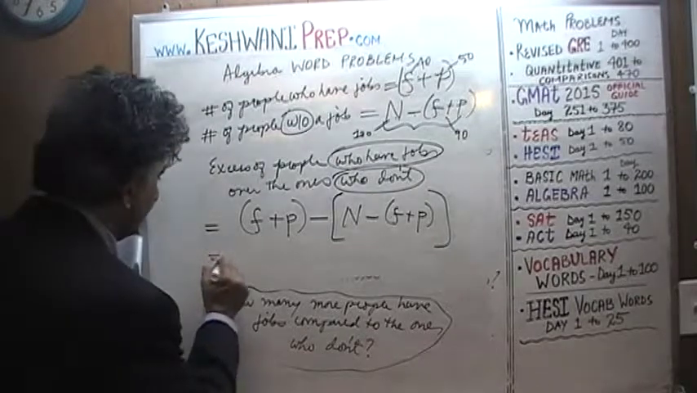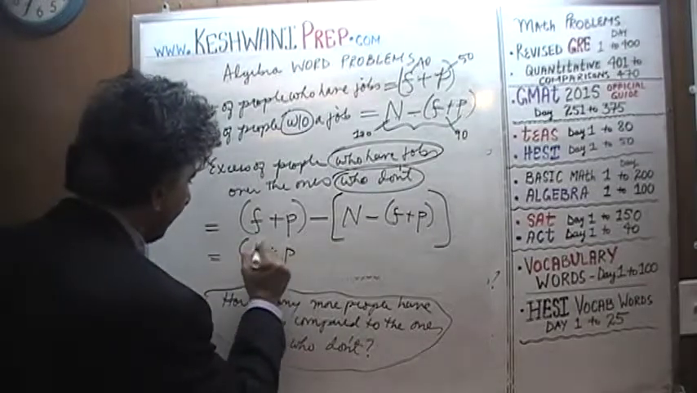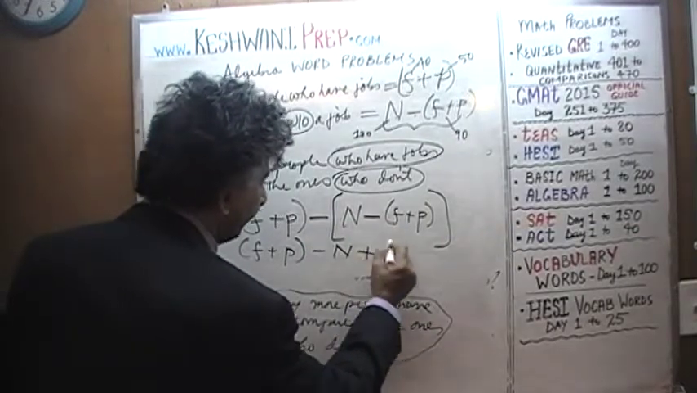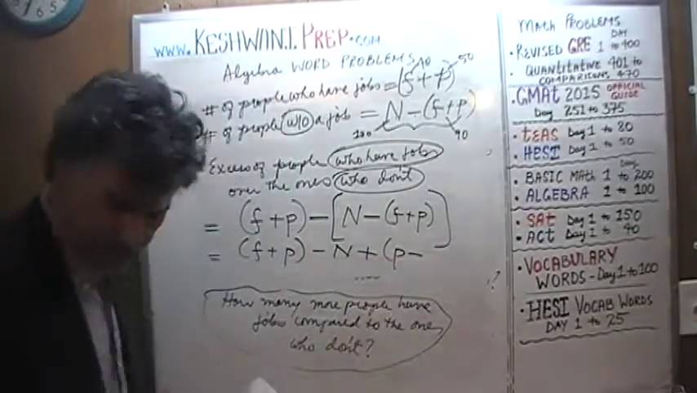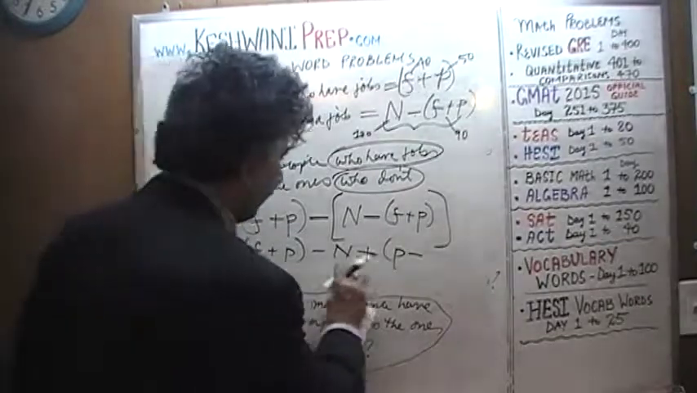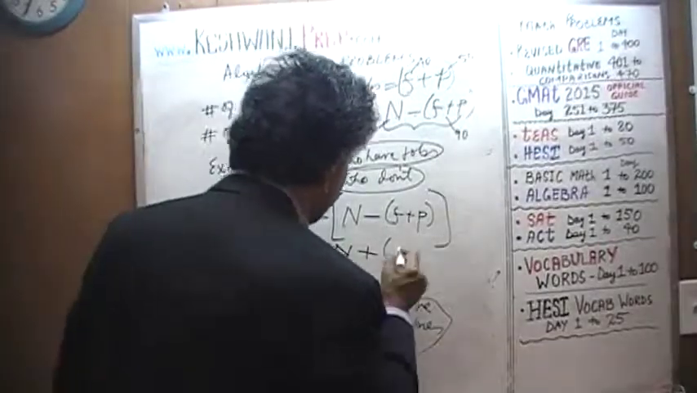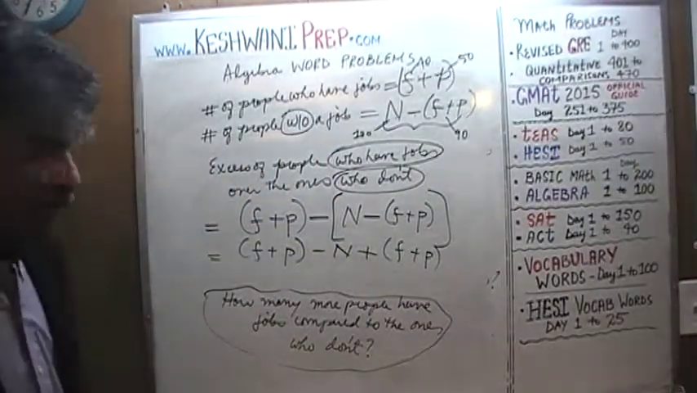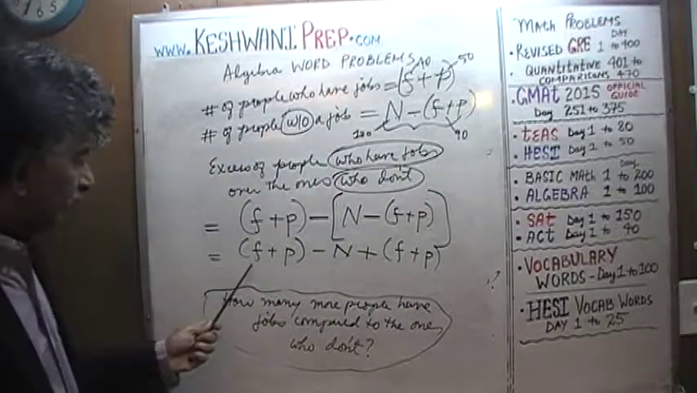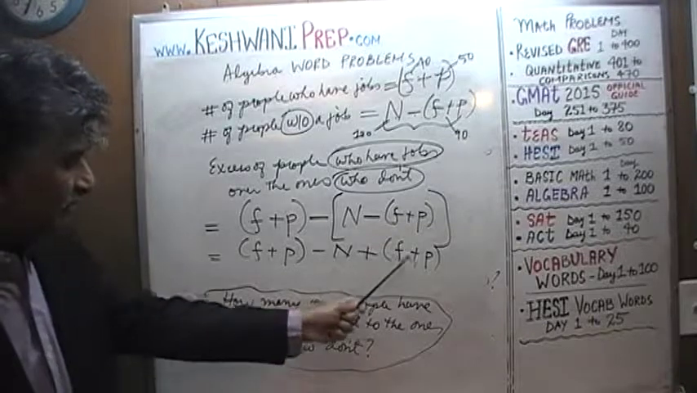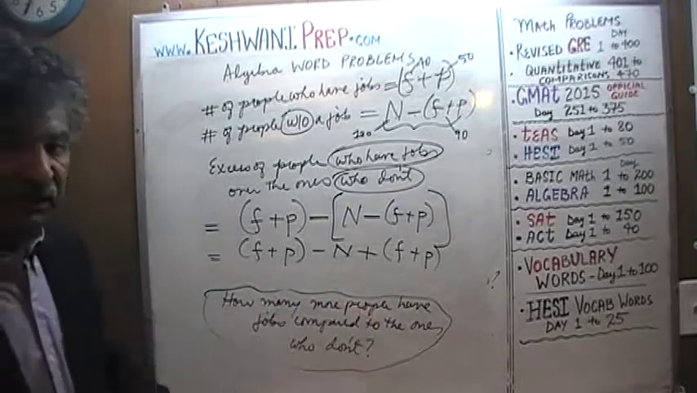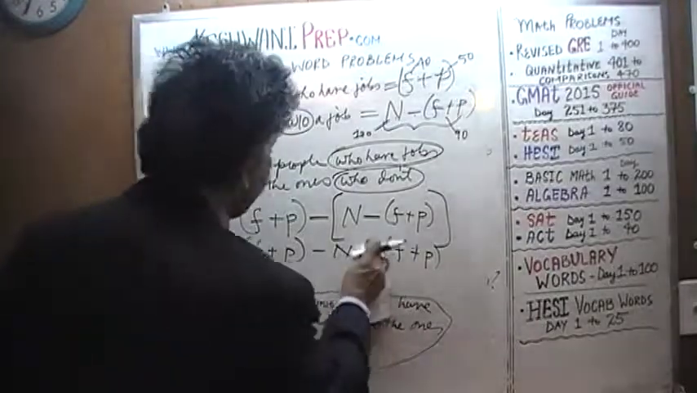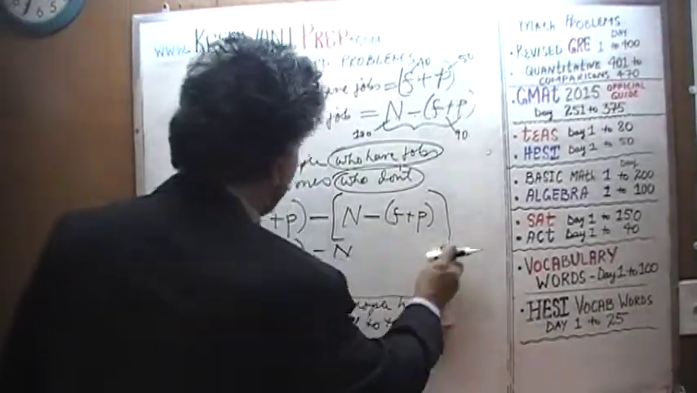So it's going to be F plus P minus N, and this minus and a minus will become plus, F plus P. We can leave it like this, but if you leave it like this, it looks ugly. So instead of writing F plus P minus N plus F plus P, F plus P and F plus P, that's 2 times (F plus P). 2 times (F plus P) minus N. There is your final answer.